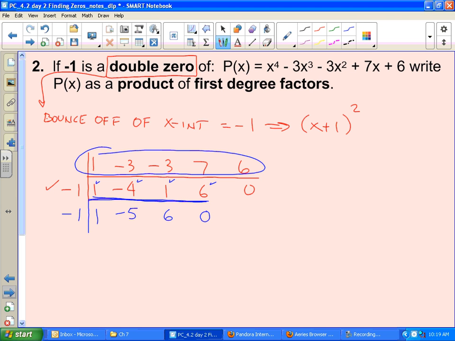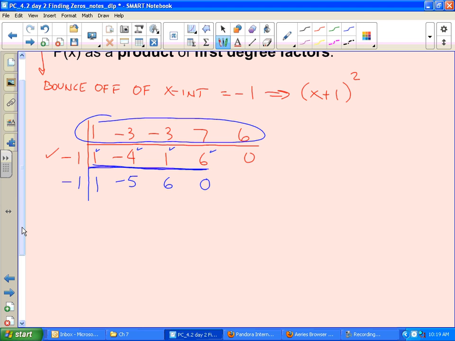How many should I potentially have? 4. It's a 4th degree polynomial. I could have 4 real zeros. They might not all be real. All right, so now we found another 0 there. So that's where the x plus 1 squared thing's coming from, factor-wise.